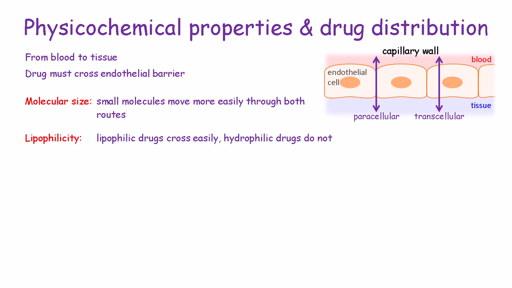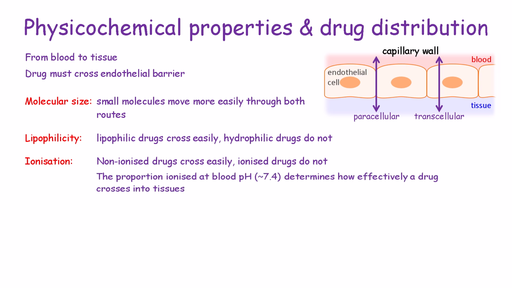Most drugs are weak acids or weak bases, meaning that they are partly ionized in solution, with pH determining the degree of ionization. Drugs that are mainly non-ionized or neutral at blood pH cross the endothelial membrane easily, whereas drugs that are mostly ionized or charged can remain trapped in the blood.